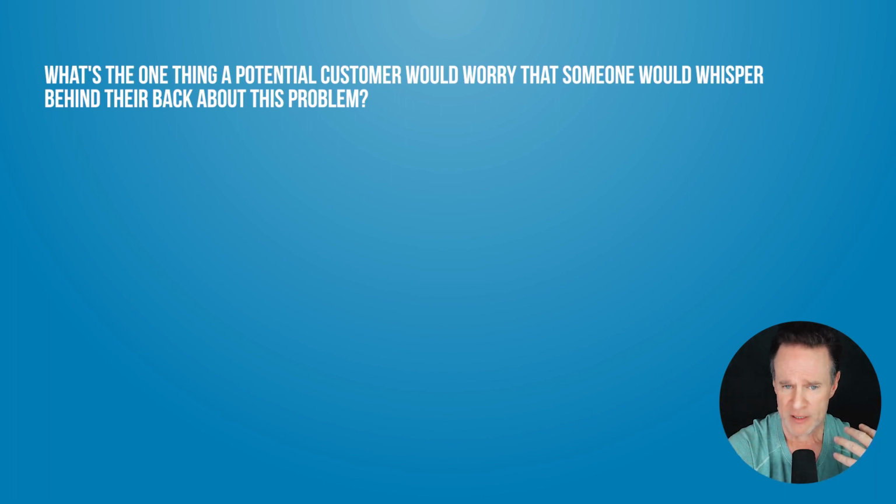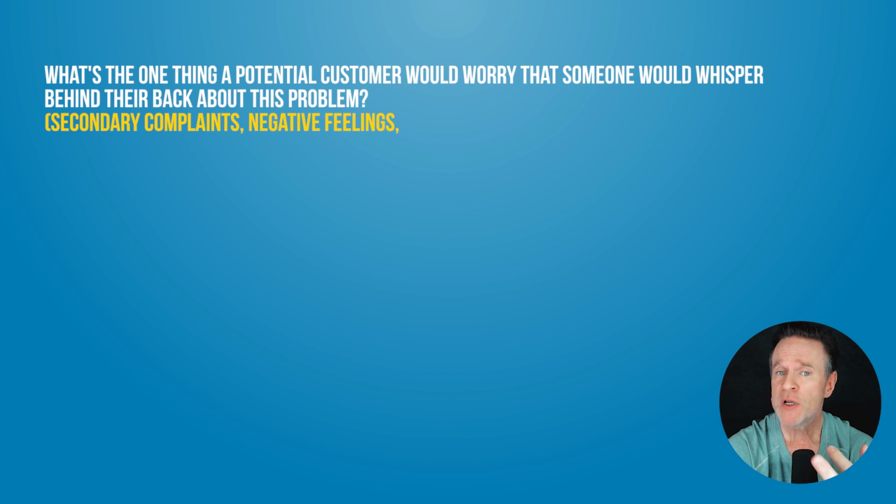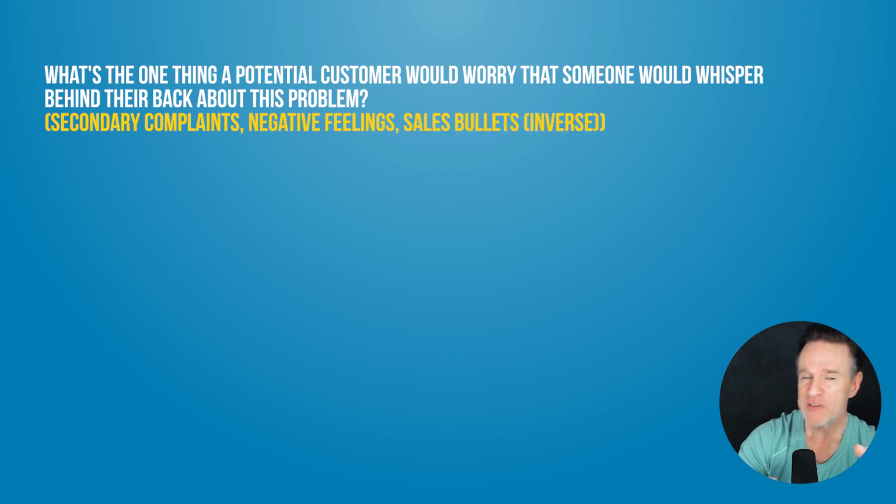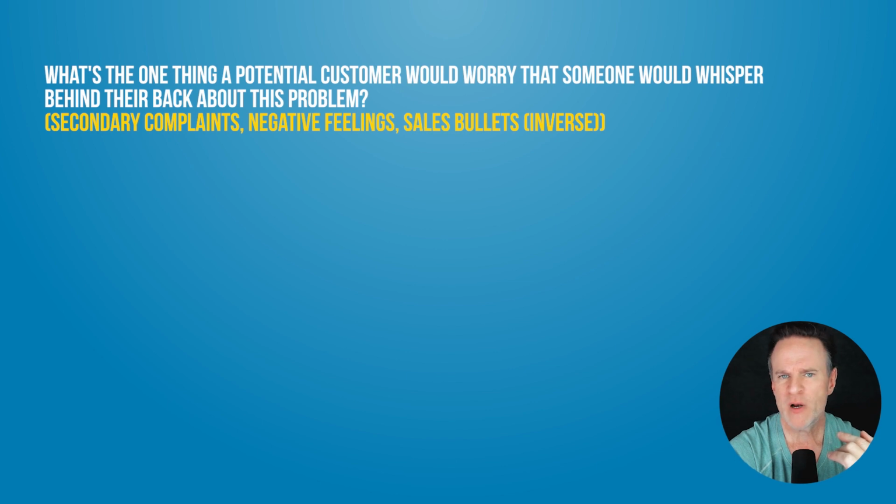You want to know where that's coming from so that you can talk about secondary complaints and negative feelings. You can use these to write sales bullets even. And these are called inverse bullets. So if somebody said, what's one of the things that they worry somebody says behind their back is like, wow, that person just let go of their health entirely. What a horrible example to their children. So the sales bullet could read like the exact inverse of this: become an awesome example to your children, and people will stare at you and go, wow, that person's a beacon of health. They're setting a fantastic example.